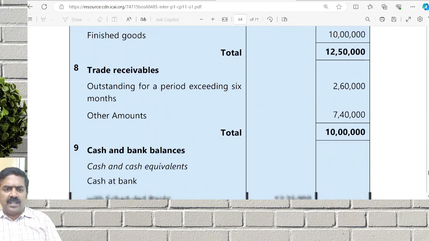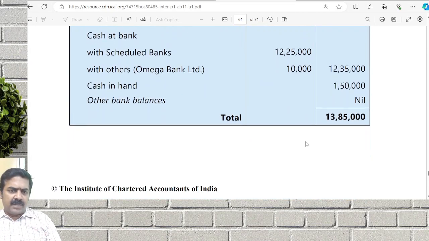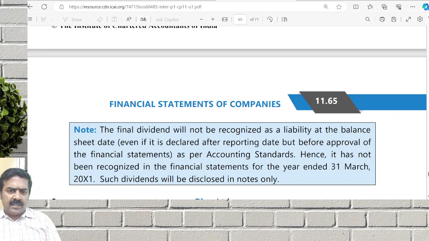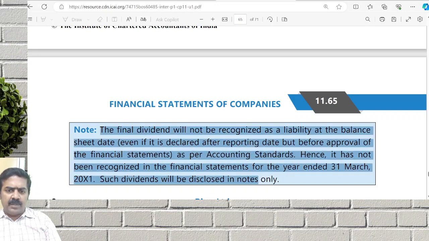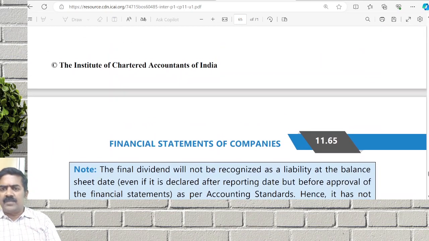Notes to accounts, then inventory, trade receivable. Okay, then cash and bank balance, and the money they would have prepared. Okay, the final dividend will not be prepared. It should be given as which one? Notes to accounts only. They would have done this.